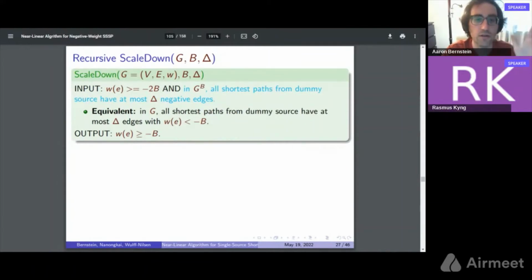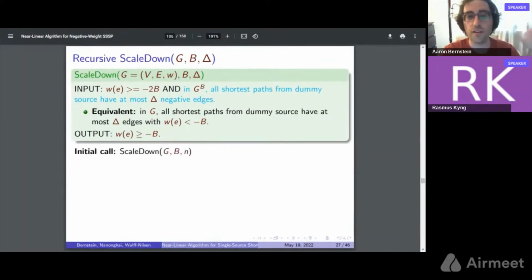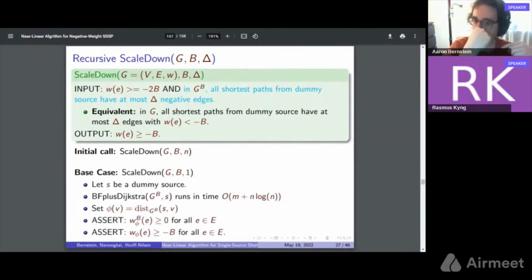Okay, so how do you do this? Well, before saying that, this is the recursive function. For the initial call, you can always just call it with delta equals n. Delta equals n is always valid because there are at most n negative edges on any path. So the top level call would just call it with delta equals n. And let me also talk about how to do the base case, which is if delta equals 1, this problem is really easy. Because delta equals 1 means that every shortest path from the dummy source has at most one negative edge. So BF plus Dijkstra is going to be super fast because you have few negative edges on the paths.